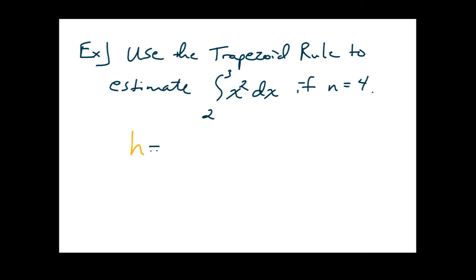h is going to be the length of the subinterval, which is going to be, in this case, 3 minus 2, divided by the total number of subintervals. In this case, we're going to use 4. Now remember, that really means that we're using 4 trapezoids, but now we know that each subinterval has a length of 1/4. Next, we need some y values.